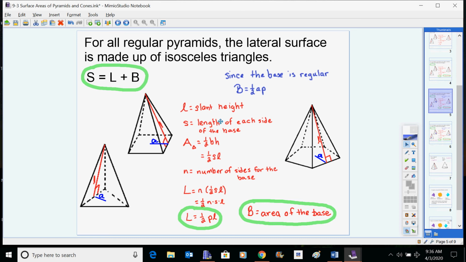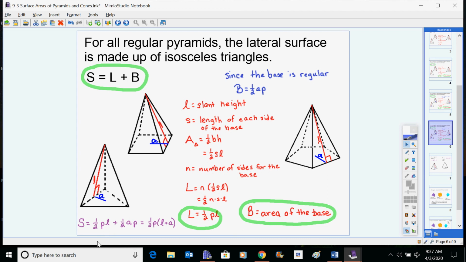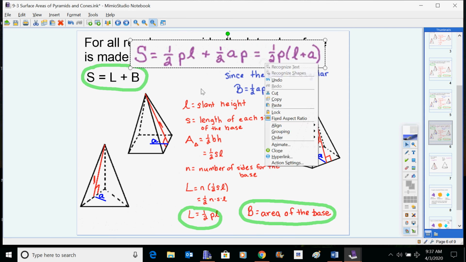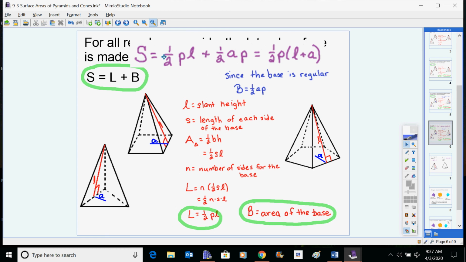So what we have now is two things to put together. We have the area of our base, and we have the area of the lateral surfaces. So if I put this all together, here's this right here. S equals L, here's our L, and plus B, here's our B. So when we factor this out, we have a half that's in common. You have a P that's in common.